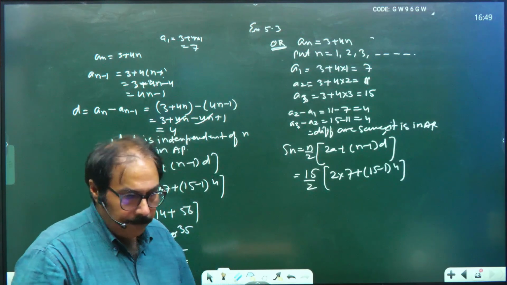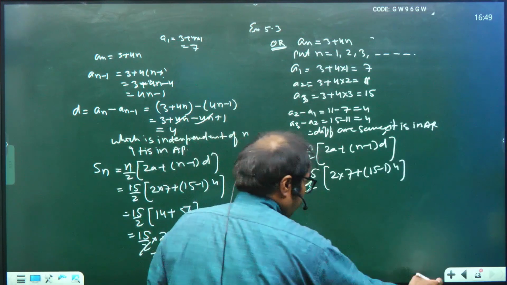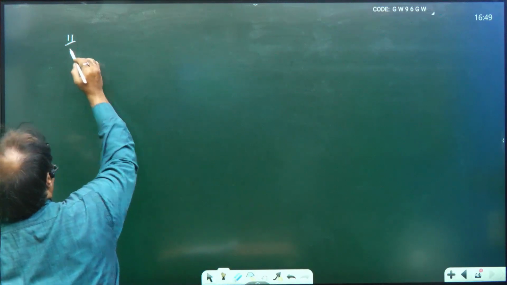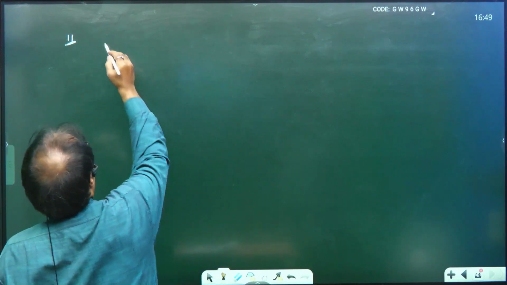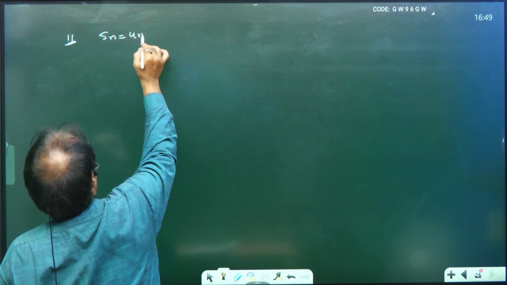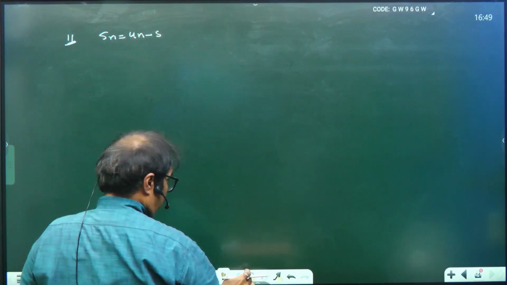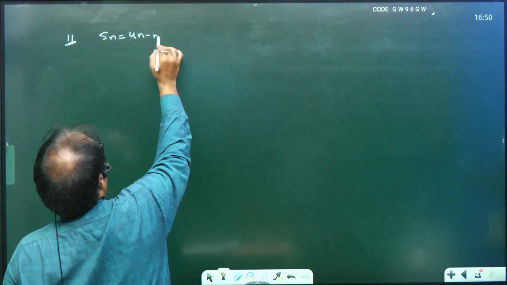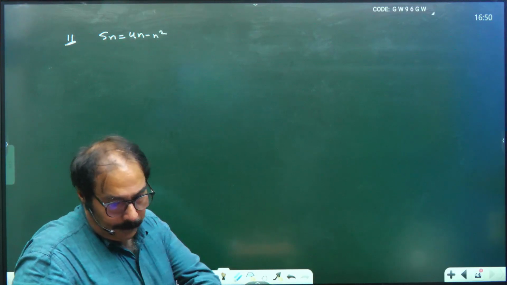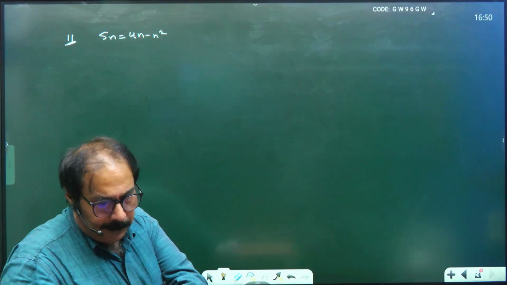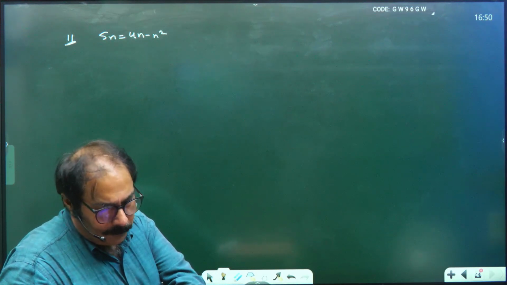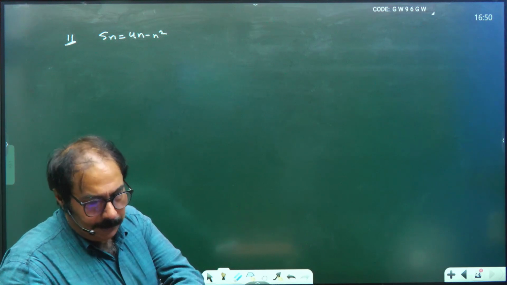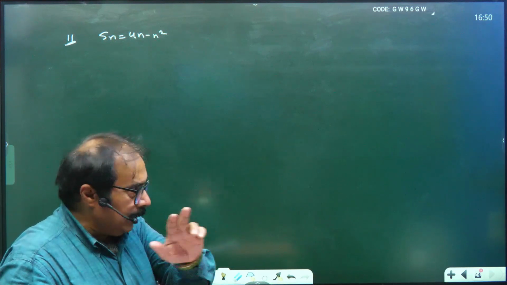Now another question, question number 11. The question is: if the sum of the first n terms, Sn, is given as 4n minus n square, what is the first term, that is S1, and what is the sum of the first two terms, and what is the second term? Similarly, find the third term, the 10th term, and the nth term.